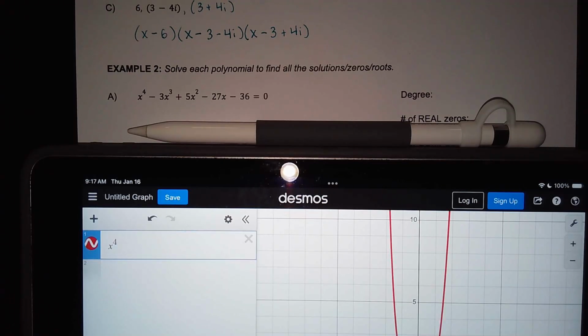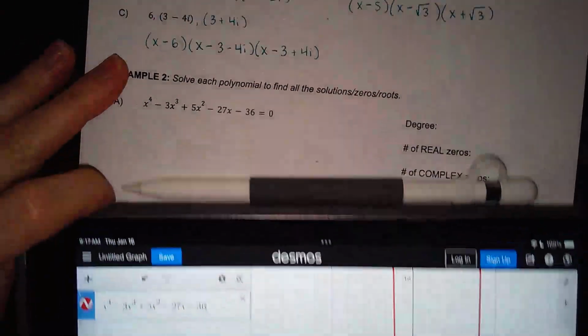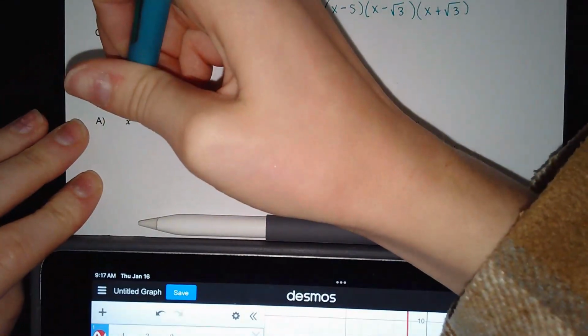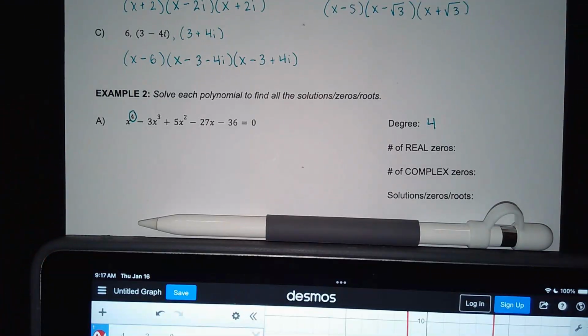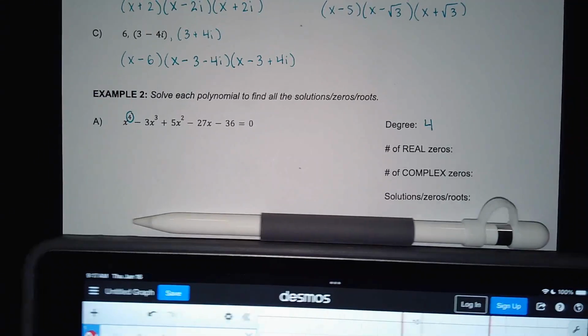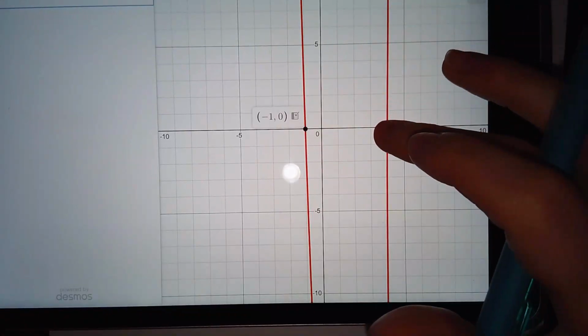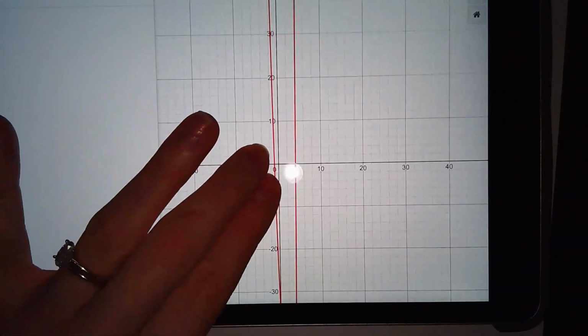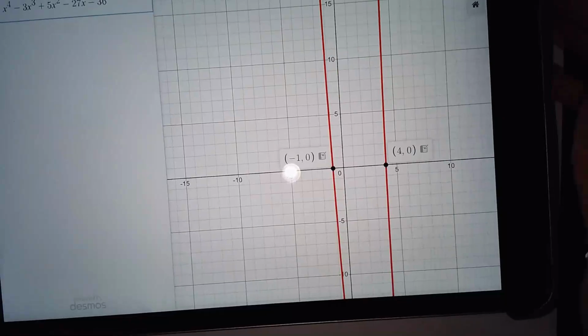X to the 4th minus 3x cubed plus 5x squared minus 27x minus 36. Now, when I look at this polynomial, I know that the degree is the highest exponent. So my degree is 4. I'm expecting 4 solutions when we solve. When I look at my graph, what I notice is I actually only see 2 solutions. Even if I zoom out, I don't see any additional solutions. I just see those 2.